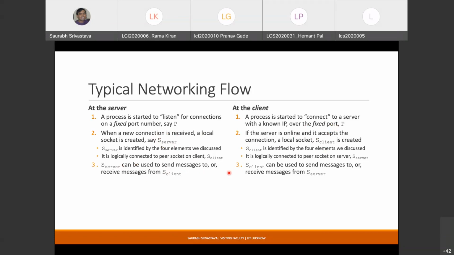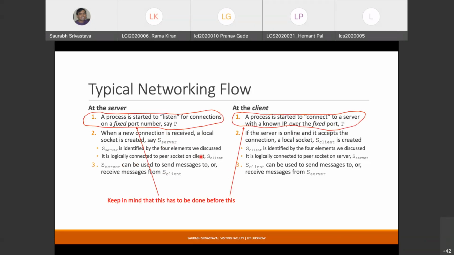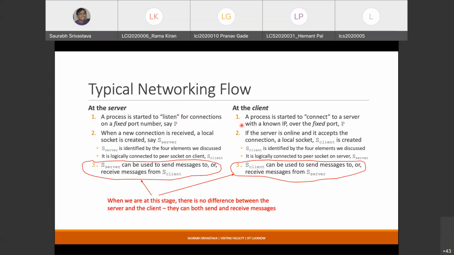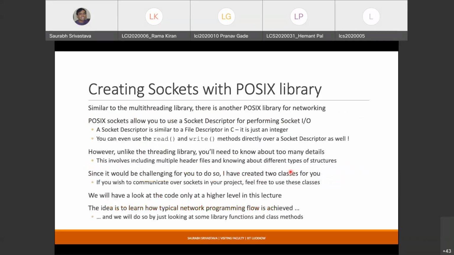So the only aspect of the server here is that the server is the entity which receives the connection, the client is the entity which requests the connection. But once the connection gets created, from there onwards you really don't need to do anything. Everything works. So keep in mind that this part has to be started first, and only then will this part come in. And at this stage, there is no distinction between server and client. They can both share data with each other.